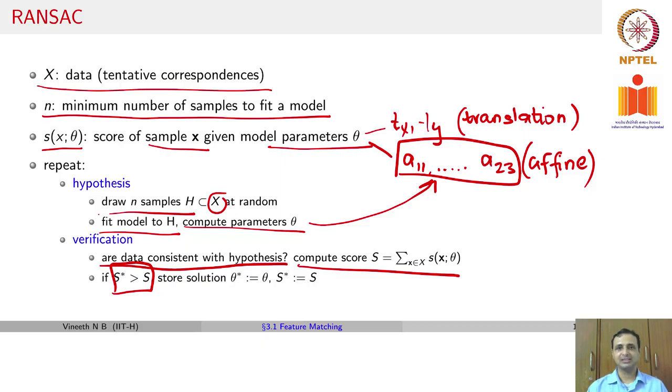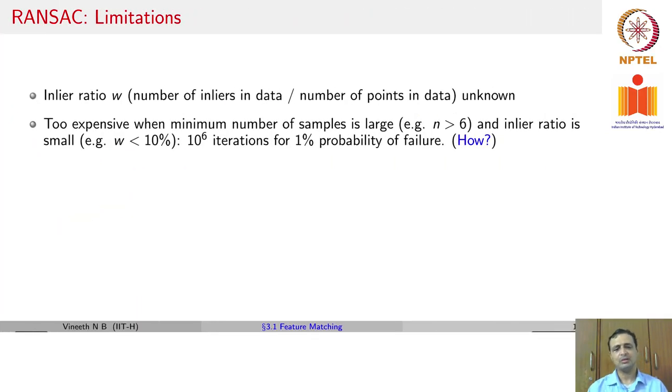And you just keep repeating this by randomly drawing 3 correspondences each time in the case of an affine transformation. For a translation transformation, you just have one correspondence that you have to keep drawing to be able to fit these models. That's the main idea of RANSAC.